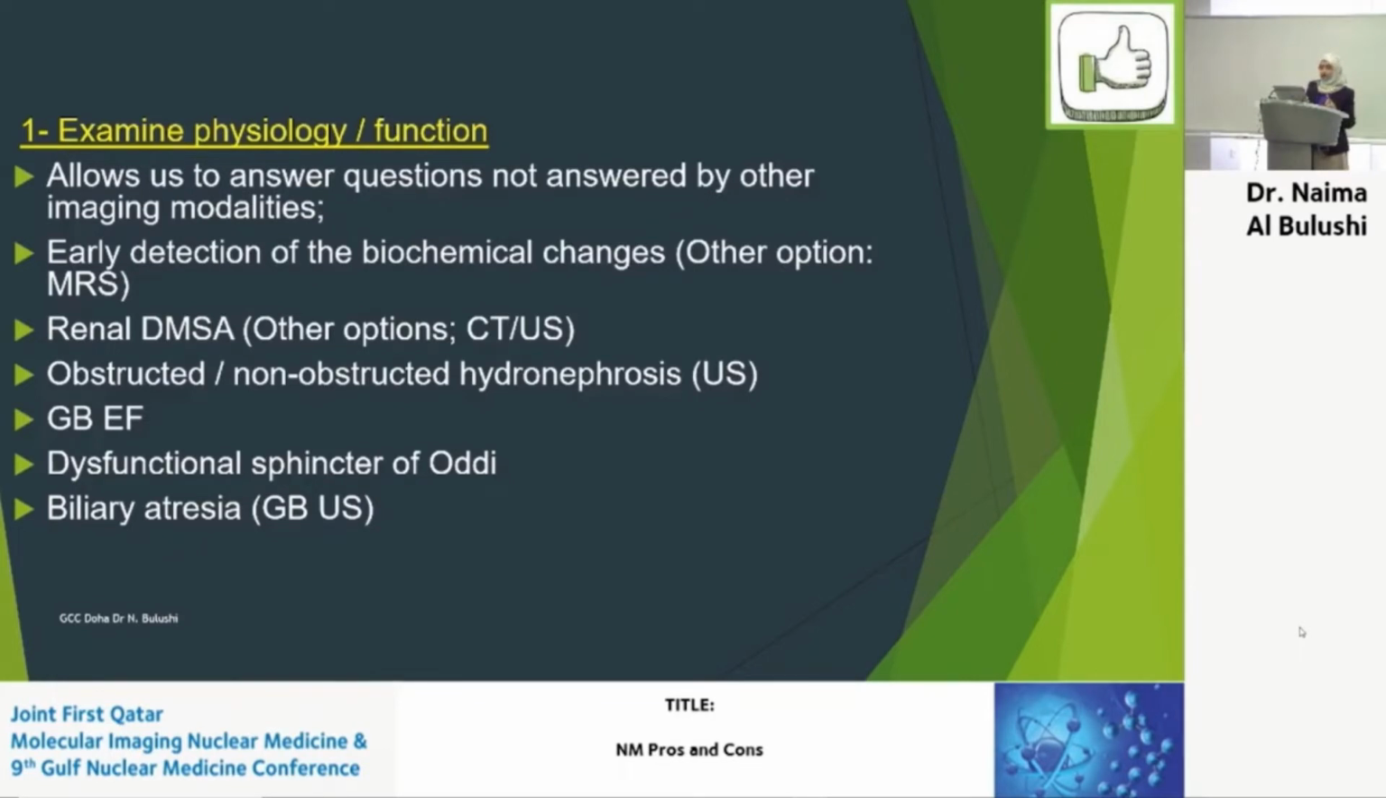Gallbladder ejection fraction, sphincter of Oddi dysfunction. I had a patient, which I've seen once in 10 years, who presented with a typical presentation of acute cholecystitis. Ultrasound showed no gallbladder stones. They said, okay, it's dysfunction of the gallbladder, acalculous cholecystitis. He came to us. We did the gallbladder ejection fraction. It was normal, but there was a delay in the biliary to bowel transit time. This is rare, but it can be diagnosed with nuclear medicine, which is dysfunction of the sphincter of Oddi.